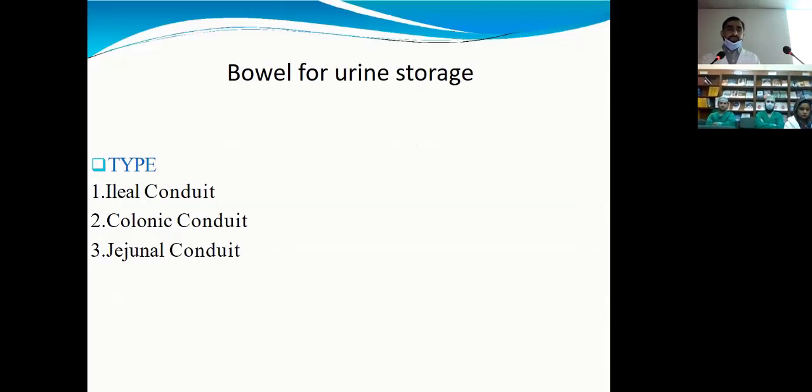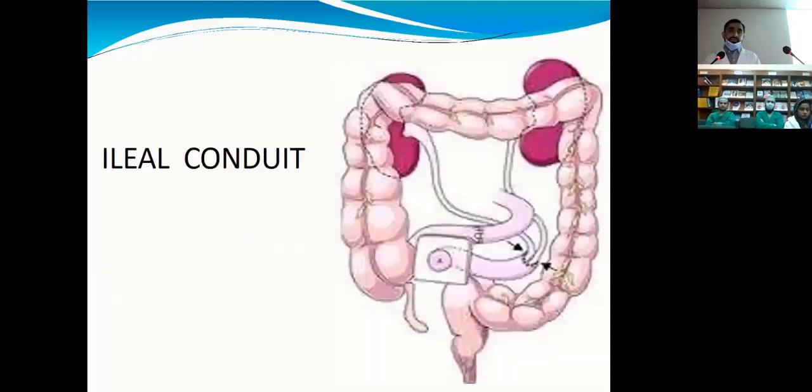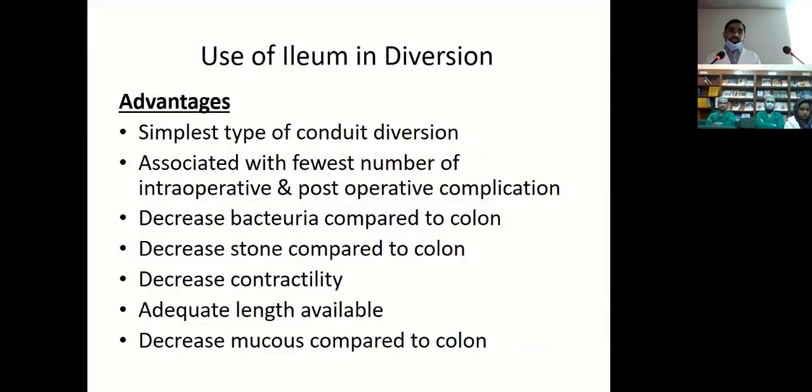Bowel for urine storage: we use the ileal conduit, the colonic conduit, and the jejunal conduit. Ileal conduit, use of ileum in the diversion. The advantage is that it is the simplest type of conduit diversion, associated with the fewest number of intraoperative and post-operative complications. It has decreased bacteria as compared to the colon.